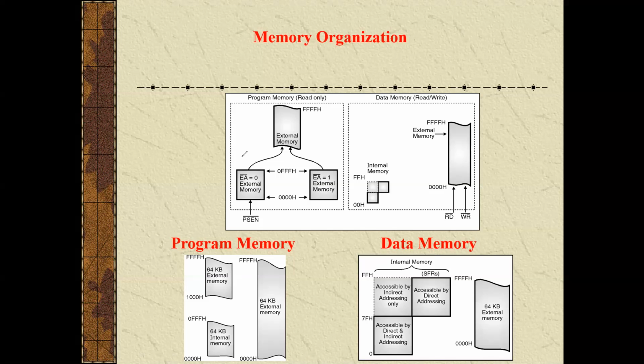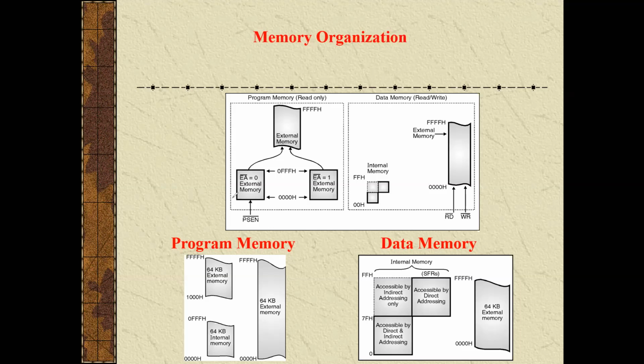See what type of memory is organized in a microcontroller. First of all, see the internal memory structure. The figure shows the basic memory structure of the microcontroller. It can access up to 64K bytes of program memory and 64K of data memory.